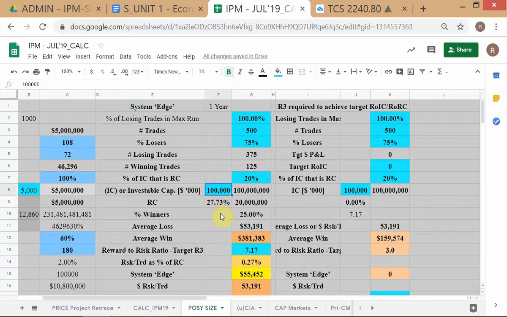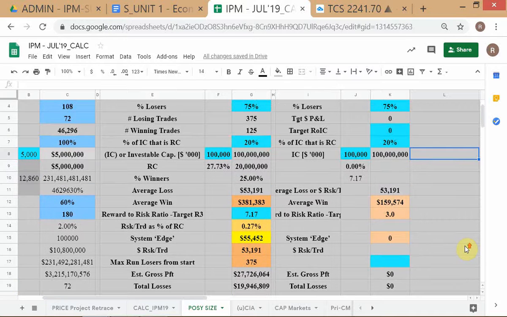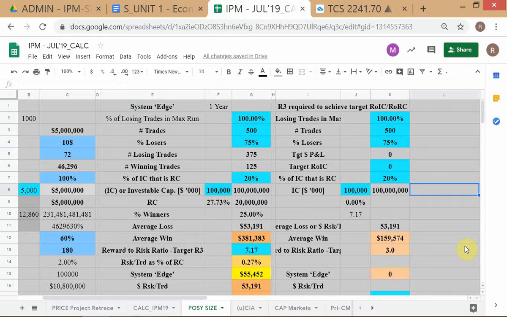Now, if you are talking about what is the target, so now this is actually the return that we want, I think. I've made a mistake here. But anyway, the point is, let's understand, if your invested capital is $100 million, and this is actually the return that you want, let's try and put it somewhere. Let's try and put it here.